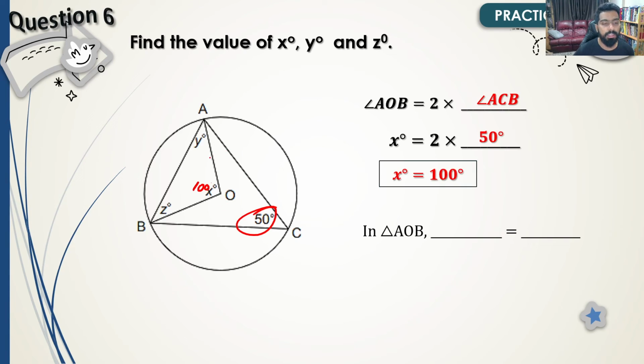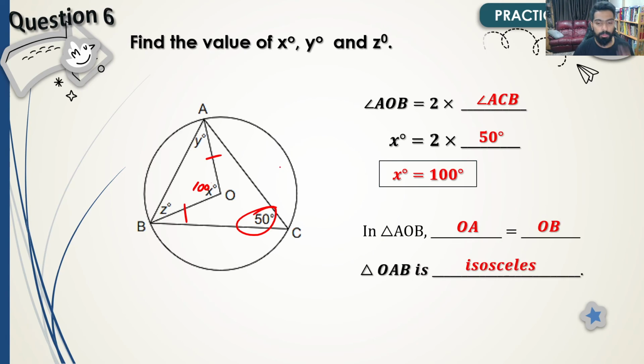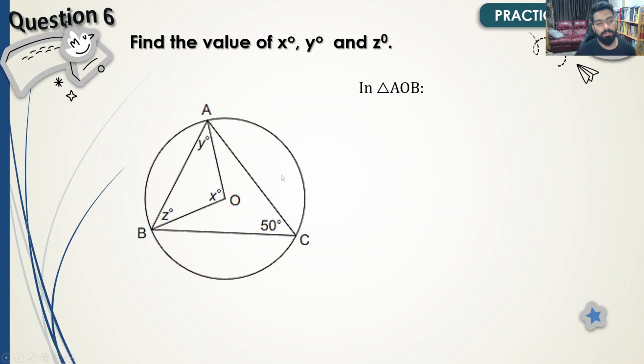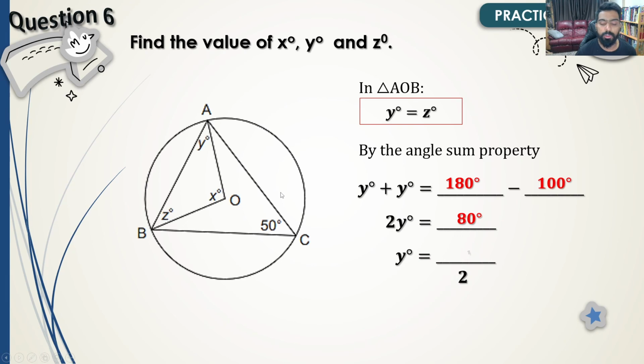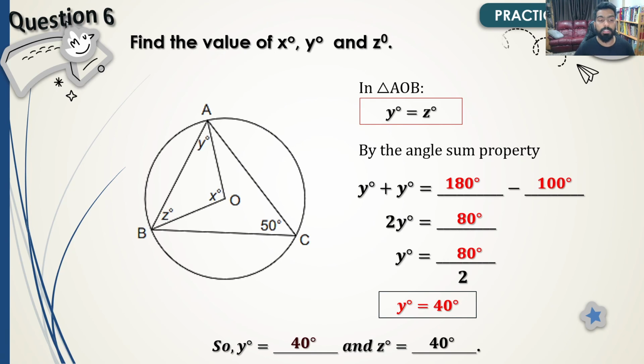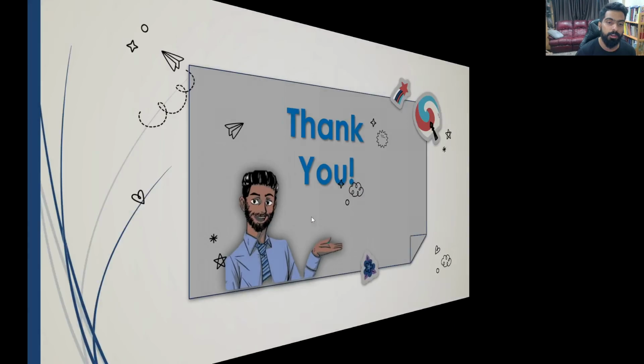Now as you can see, OA and OB are radii, and radii have the same measure. Therefore, angle Y and angle Z will be equal. They will each be equal to 180 minus 100, which is 80, and 80 divided by 2 is 40. So angle Y and angle Z will be equal to 40 degrees.